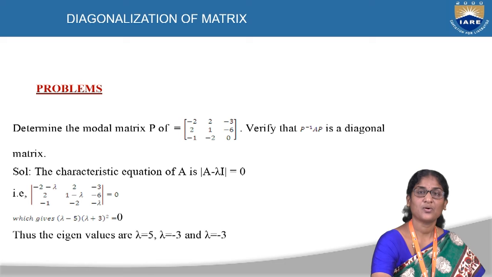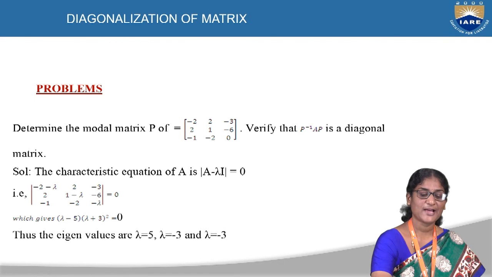So, let us go with one example of how to diagonalize the matrix. Determine the modal matrix P of the matrix A with rows -2, 2, -3; 2, 1, -6; -1, -2, 0. Verify that P inverse AP is a diagonal matrix.